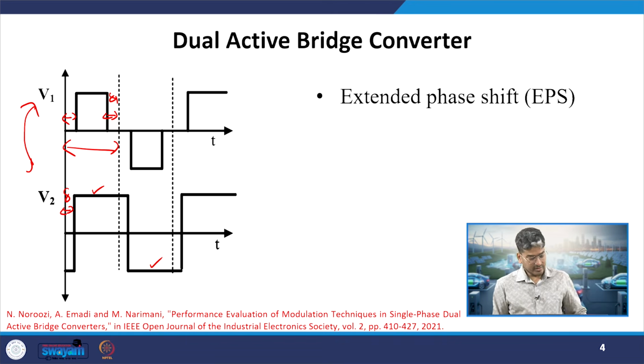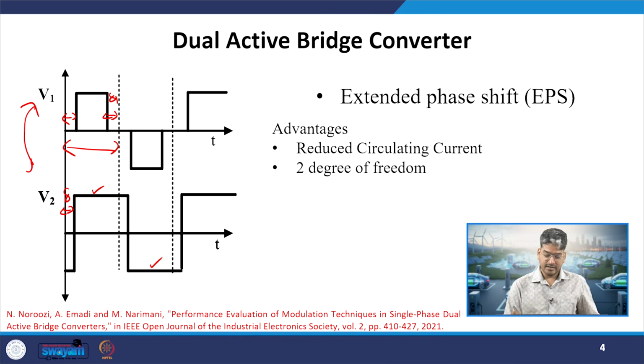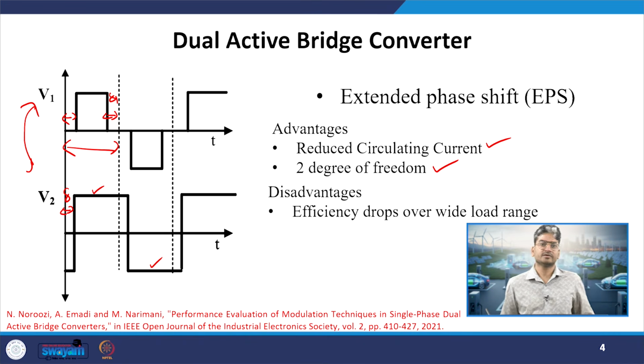Okay. So, what are the advantages of this method? It can be used to reduce our circulating current. By default, this method will have lower circulating current compared to our single phase shift control technique. We have 2 degrees of freedom. Now, I can assign 1 degree of freedom to control the power flow, and the other degree of freedom can be used for some other task, like expanding the range of ZVS or reducing your circulating current. Disadvantage: this will not be able to provide a very wide range of operation, because we have many other advanced control techniques which will give us more increment in the efficiency.